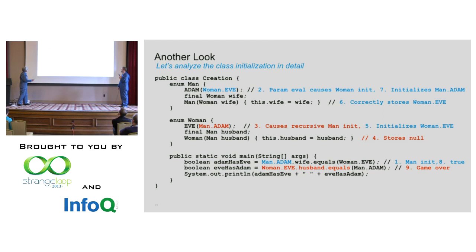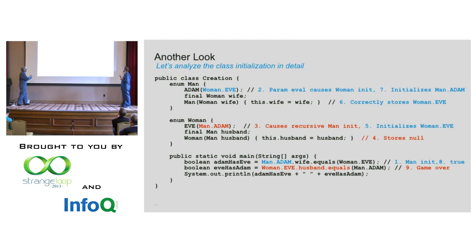Now that constructor returns, and we create an Adam. And so we're down here in this constructor, and we properly store Eve into Adam's wife field. So that's good. And returning from that, we initialize the atom field of man. But it's too late. We've already read the null out. So even though we're putting in the correct final value that can never change now, we saw it before the final value was set.